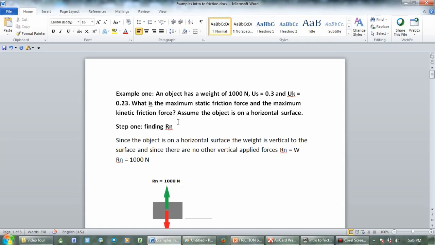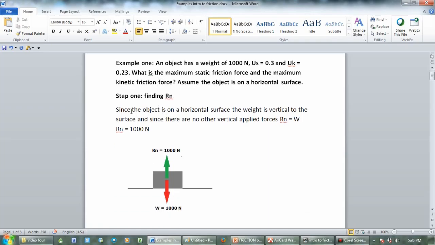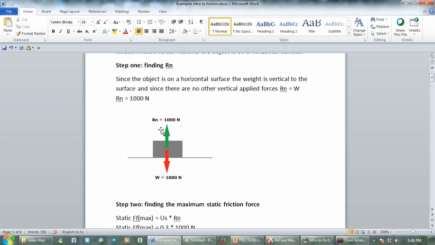Step 1. Finding Rn. Since the object is on a horizontal surface, the weight is vertical to the surface, and since there are no other vertical applied forces, Rn equals the weight, or W, so Rn equals 1,000 newtons.